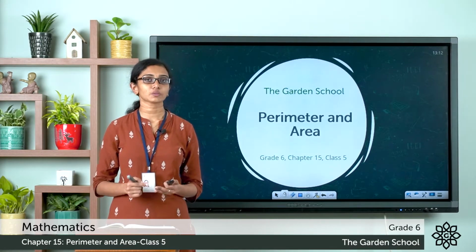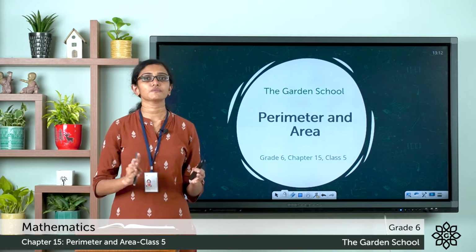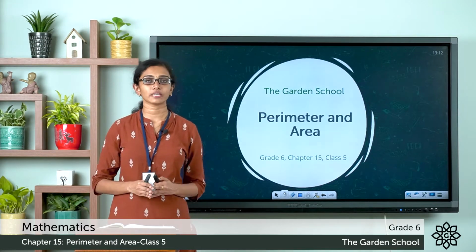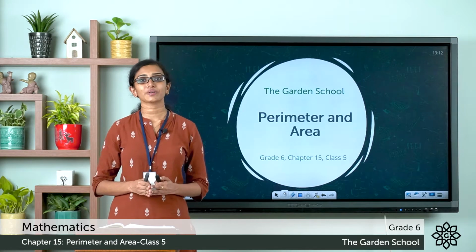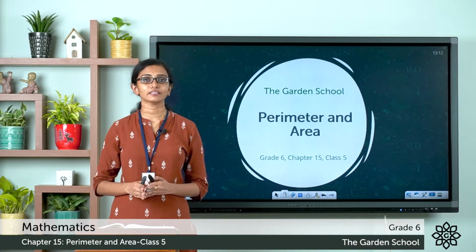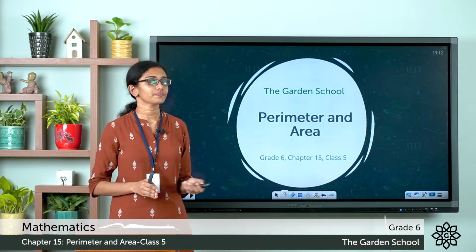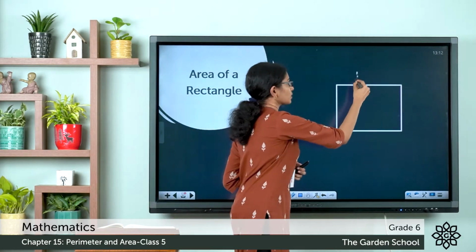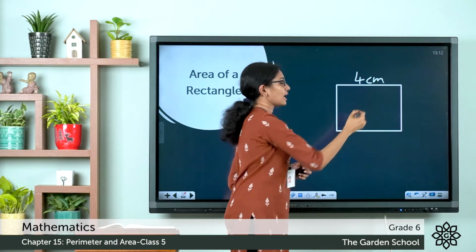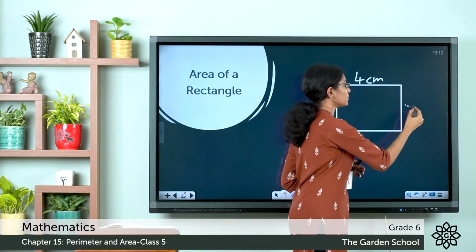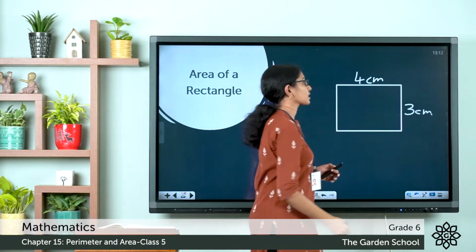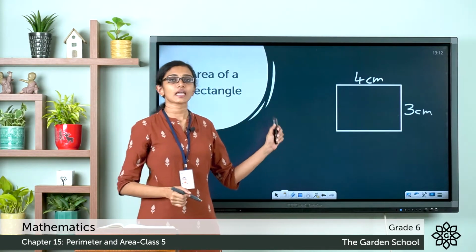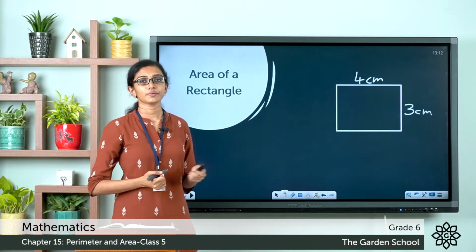In the previous class, we had a brief introduction to how to find out the area of closed figures. So today let's learn how we can find out the area of a rectangle. So let's look at an example. So here you can see a rectangle. Let its length be 4 centimeter and breadth be equal to 3 centimeter. Now we need to find out the area covered by this rectangle.